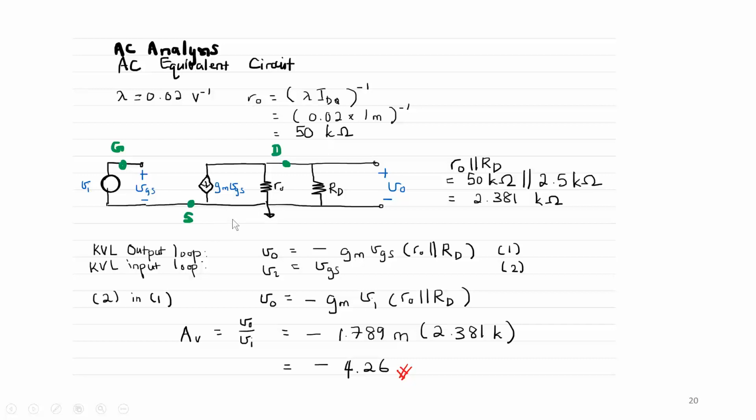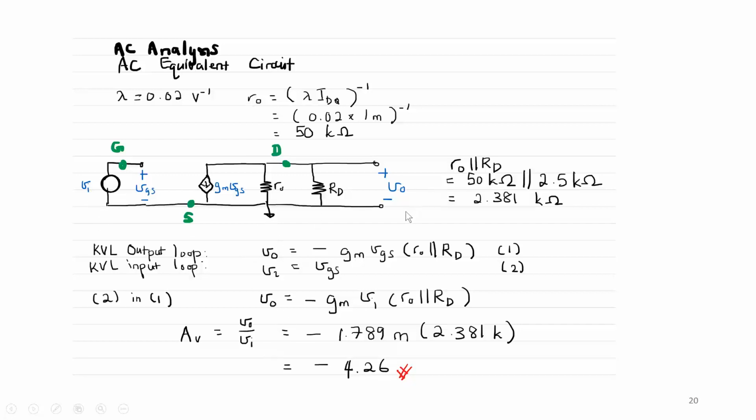Now I draw the AC equivalent circuit of the transistor, which is between these terminals, gate, drain, and source, fit into the circuit. So RD, which was connected to VDD, now goes to ground. So I have here rout parallel with RD, that is 50 kilo ohm parallel to 2.5 kilo ohm, which is equal to 2.381 kilo ohm. RD was a given value of 2.5 kilo ohm.